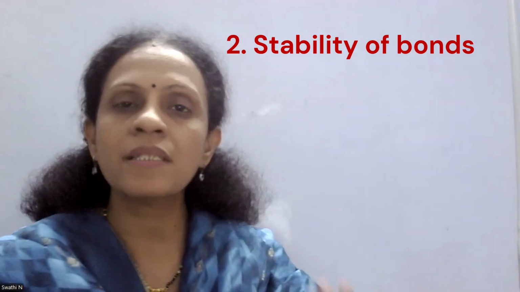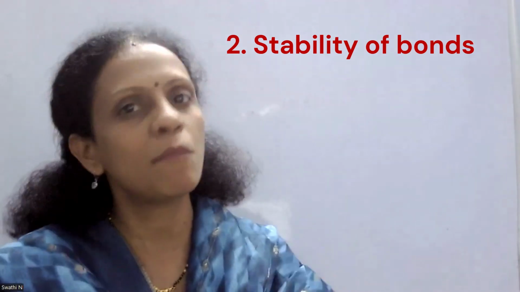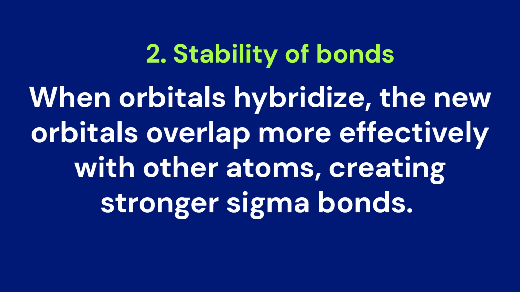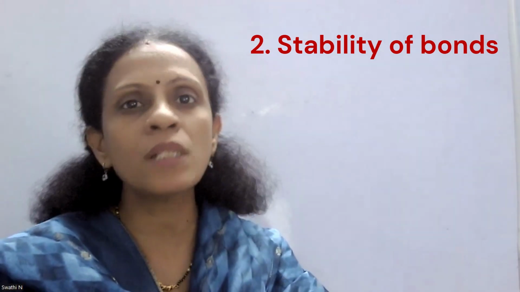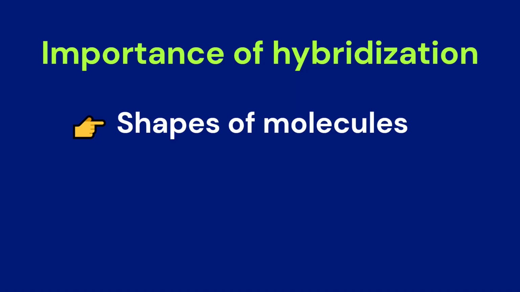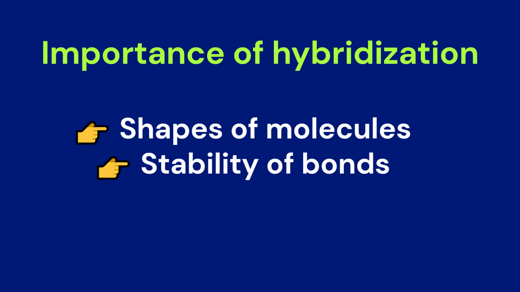The other reason is the stability of bonds can also be explained with the help of hybridization. When orbitals hybridize, the newly formed hybrid orbitals make stronger bonds when compared with the unhybridized orbitals. That means the sigma bonds which are formed due to overlapping of hybrid orbitals with other orbitals are stronger when compared with the bonds that are made by unhybridized orbitals. So in short, hybridization explains why molecules have the shapes they do, and also it explains why those bonds are stronger and stable. Let us try to understand sp, sp2 and sp3 hybridization step by step.